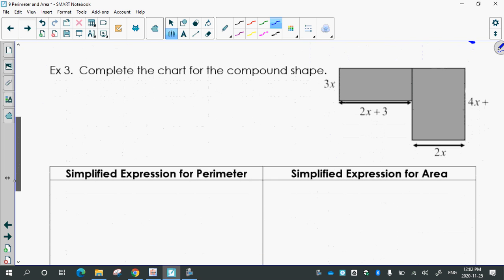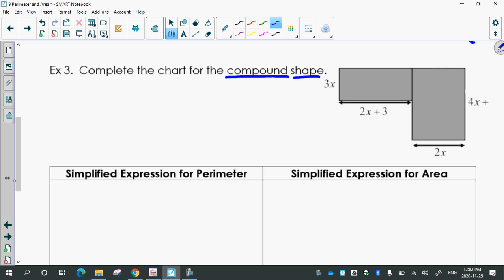Okay, so now we're on to a compound shape. In grade 9 applied, our compound shapes are going to be made out of rectangles, which makes it easier for us, so we already know how to handle rectangles. We just have to, again, know the difference between perimeter and area. And in a compound shape, we have our decision on what to do first. Hands up if you want to do the perimeter first.